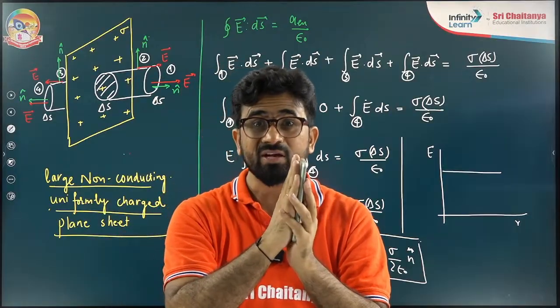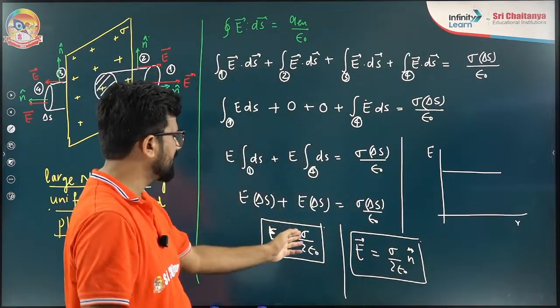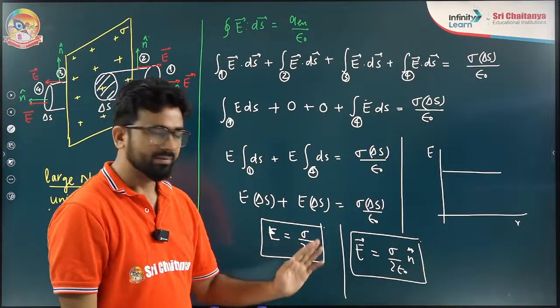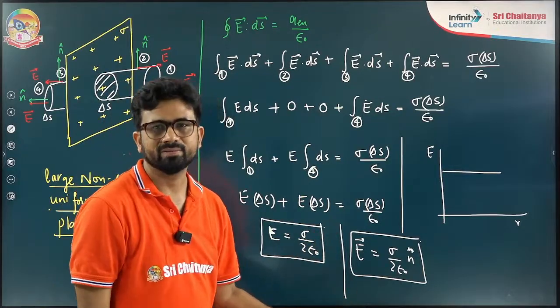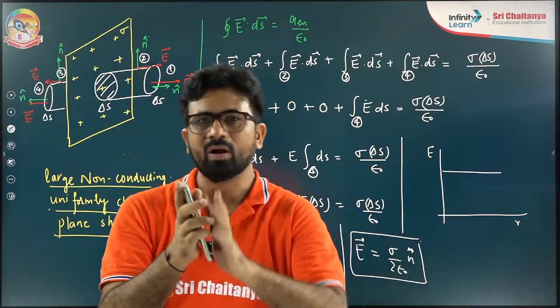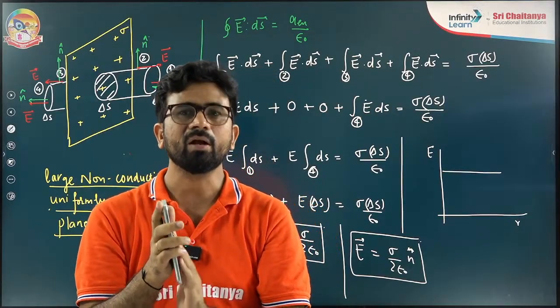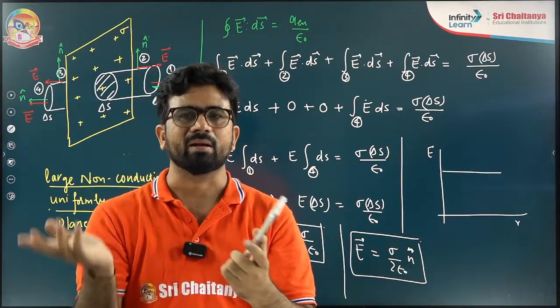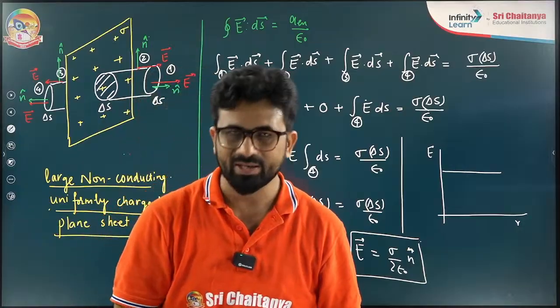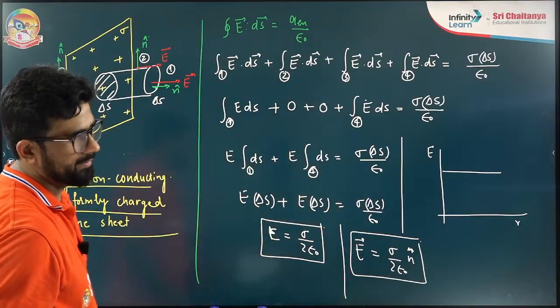Outside, there is one surface here. For one surface, what is the field? Just now we have calculated sigma by 2 epsilon. Try to understand it. This side is sigma by 2 epsilon, this side also sigma by 2 epsilon. We can use it and calculate the field anywhere. I am telling you. Now come to the next point.